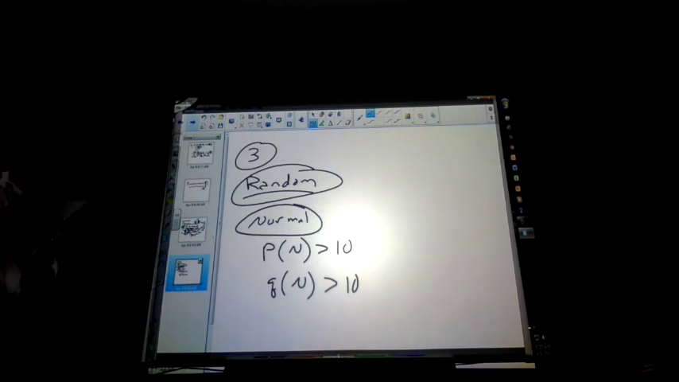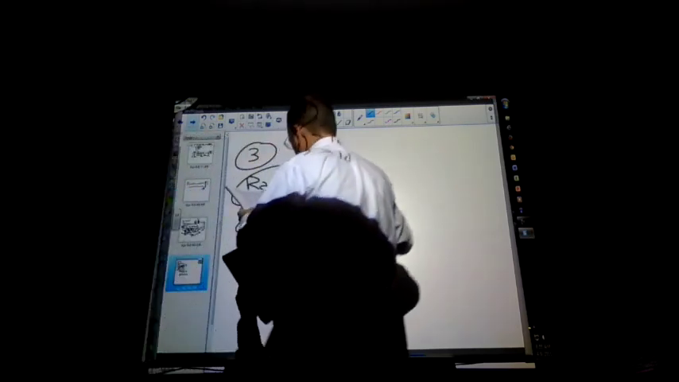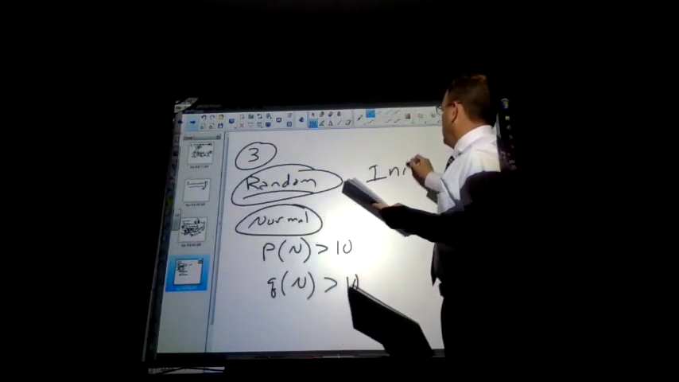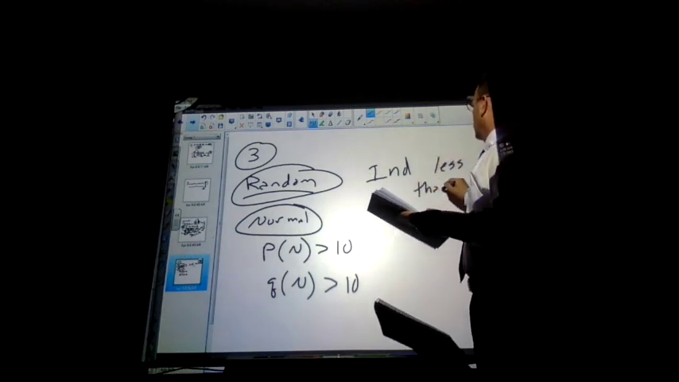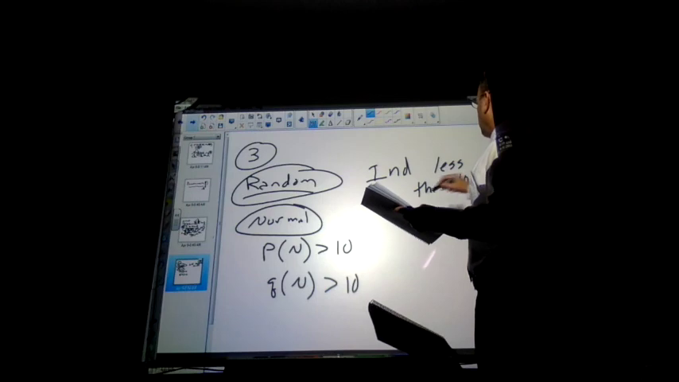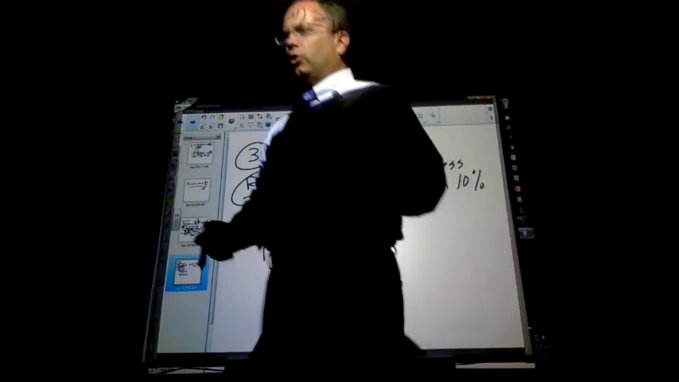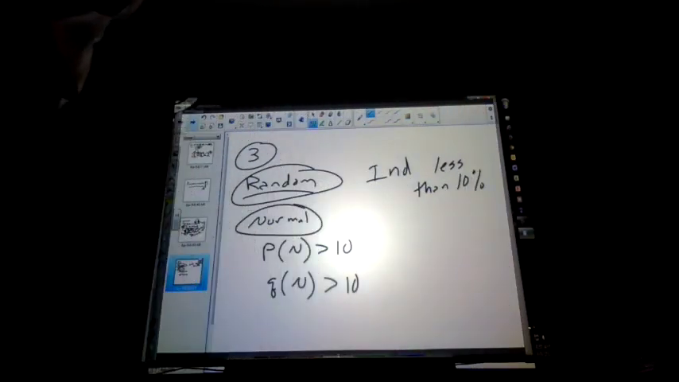Oh, sorry, I was talking about independence. Independence is, are we less than 10% of the entire population that we were talking about? So if you were talking about M&Ms, there are billions of M&Ms made each year, right? So it's pretty easy if we take a sample that we're going to be less than 10%, unless you're testing like 500 trillion M&Ms. Okay, that's a lot of M&Ms.